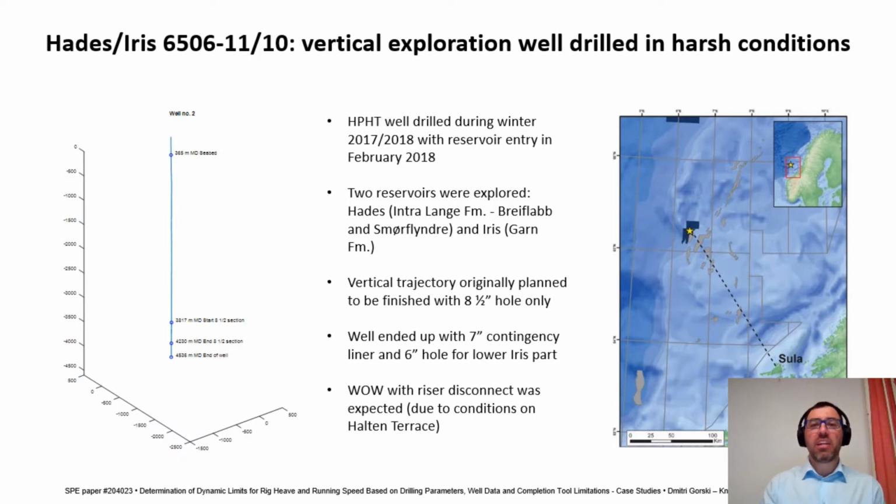The well was planned with a rather conventional casing design, and drilling of both reservoirs, these were stacked reservoirs, was planned with 8.5-inch bit size. Finally, the lower Iris target was found to be of even higher pore pressure than forecasted, and so it was decided to run a 7-inch contingency liner and case off the upper harder part of the reservoir. This is rather important information when we discuss the concept of dynamic rig heave limit and why it's important to calculate it.